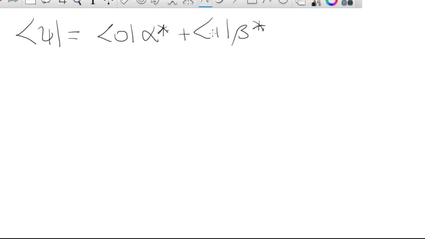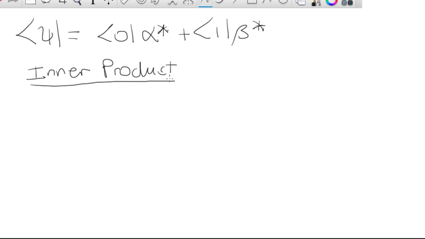Now a common and useful mathematical operation in quantum information is what's known as the inner product. We're going to see this type of operation a lot. Mathematically, it looks like this. The inner product between two vectors, phi and psi, can be written like this. You can see it's made up of a ket psi, and to the left of it, we have bra phi.